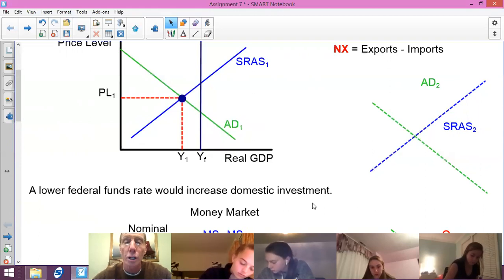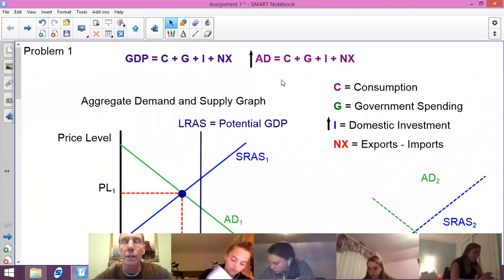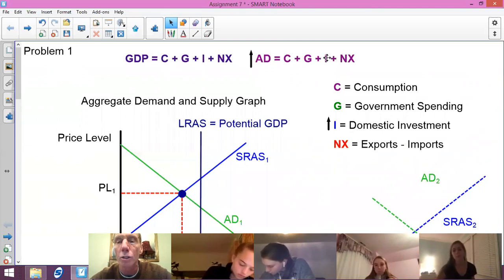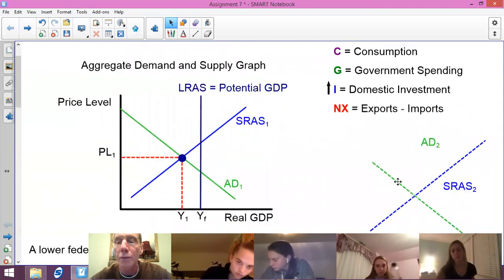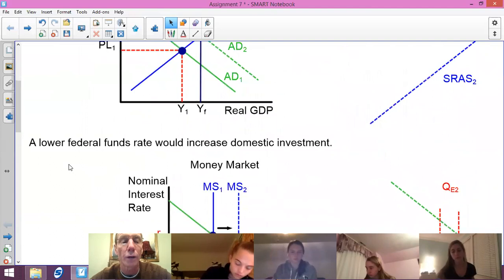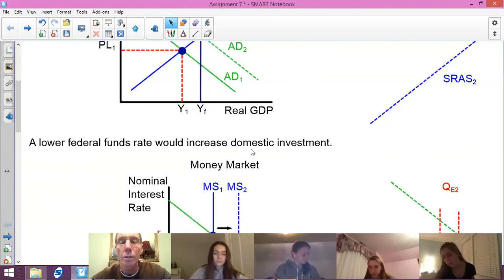So when we look at our actual function here for aggregate demand, if the Federal Reserve lowers the federal funds rate or the interest rate, you're going to get an increase in investment, which is going to make the aggregate demand curve shift out to the right, hopefully up to the point where we're at full employment. Okay, but the short answer is that you'd want to lower the federal funds rate, because that would increase domestic investment.